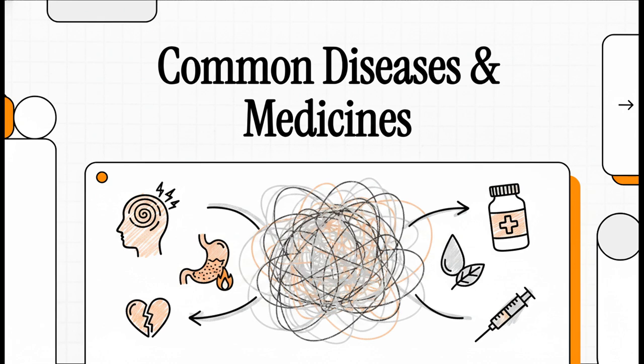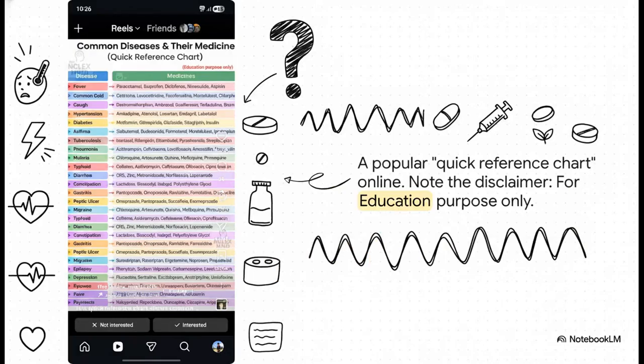Well, that's what we're going to do today. We're going to break this thing down and see what it's really telling us, and more importantly, what it's leaving out. So here it is. You've probably seen something just like this floating around. Disease on the left, medicines on the right. Looks simple enough, but I want you to look closer, right at the top.